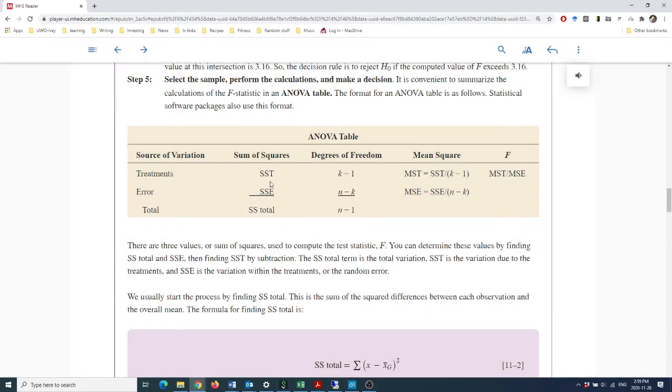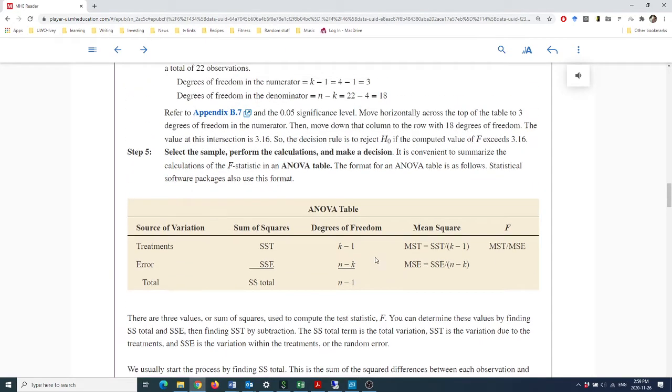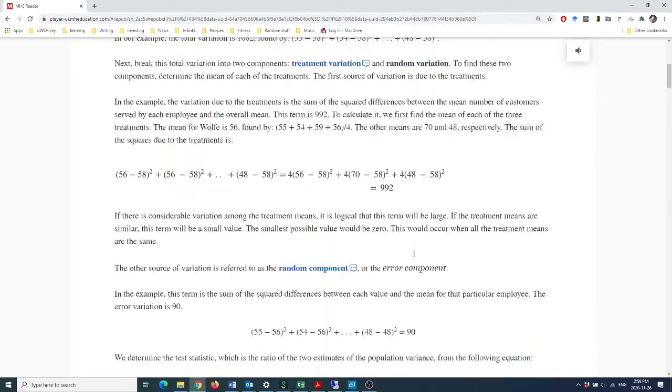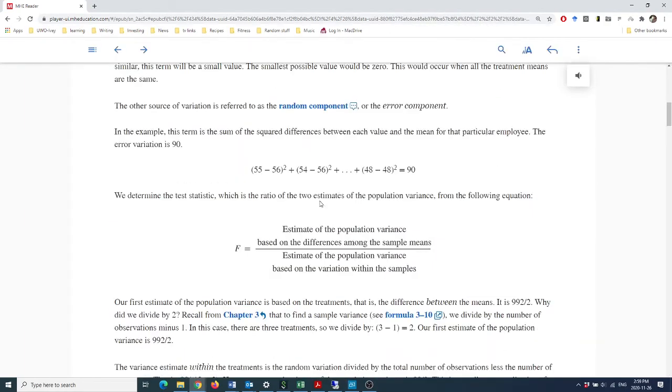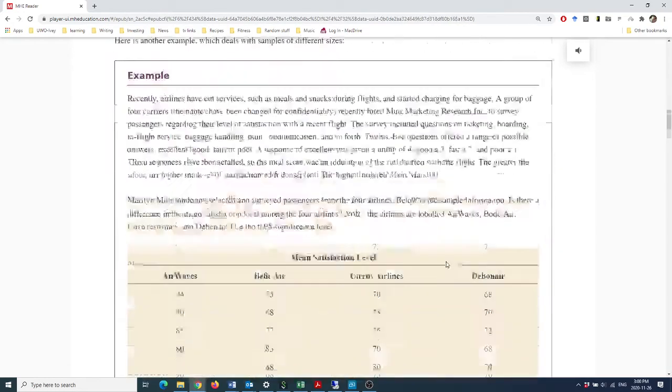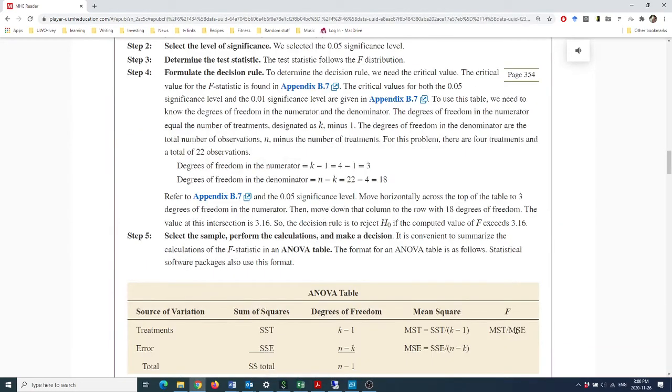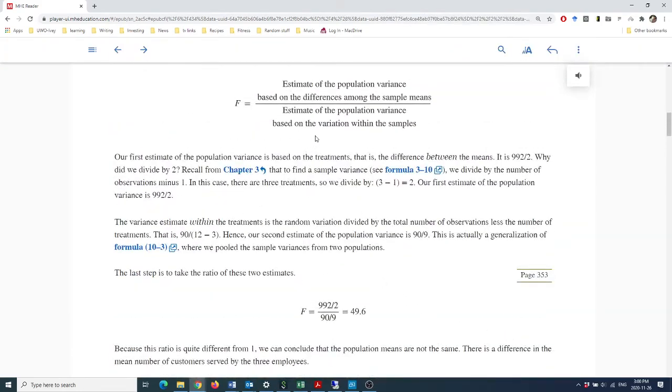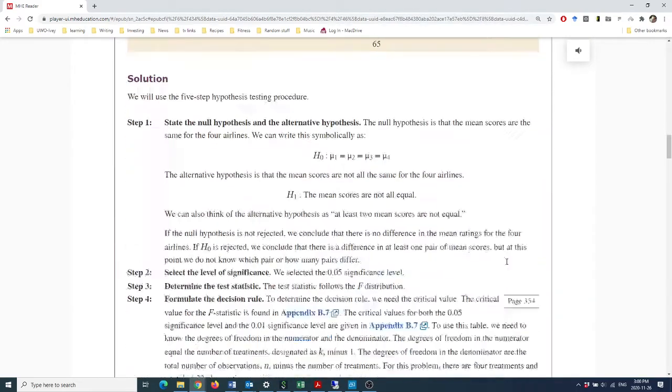And once you have these 2 values, you find out the mean square for treatments and the mean square for the errors, dividing by the degrees of freedom. And once you have the MST and MSE, the F statistic is the mean square for the treatments divided by the mean square for the error. So MST is the estimation of population variance among different sample means, or among different treatments, or among different groups. And the MSE is the mean square error, which is the estimation of population variance based on variation within each sample. So how do we do that?